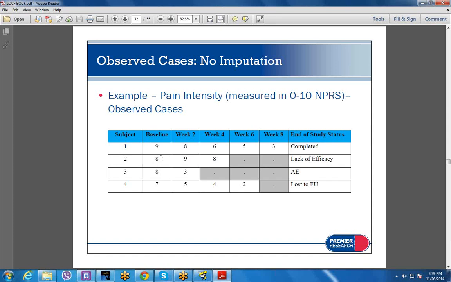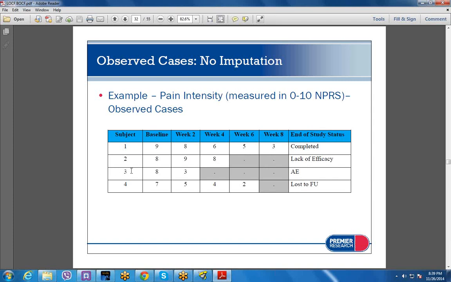Second patient, first 8. Second week, though he's taking medicine, it became 9. Again it came to the 8. So lack of efficacy, he withdrew from the study. So lack of efficacy means there is no data in the 6th week and 8th week because of his discontinuity or disposition of the trial.